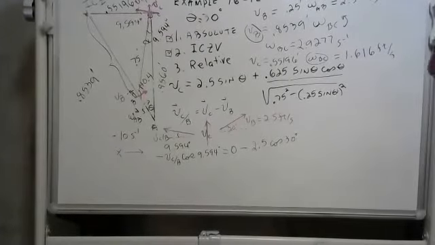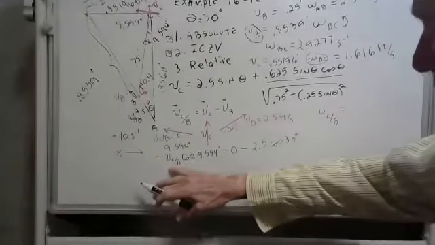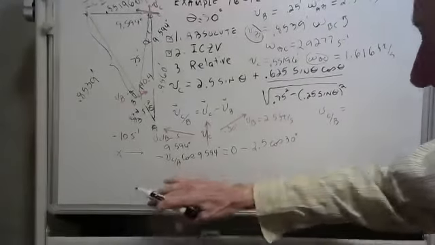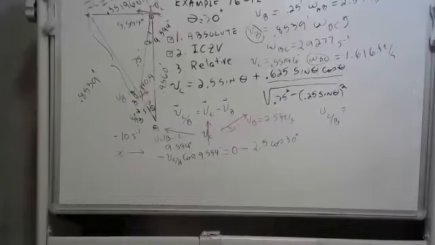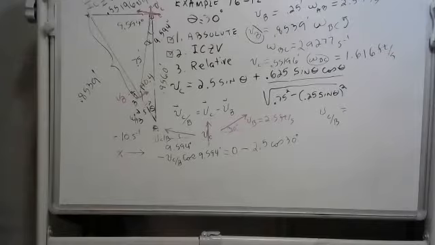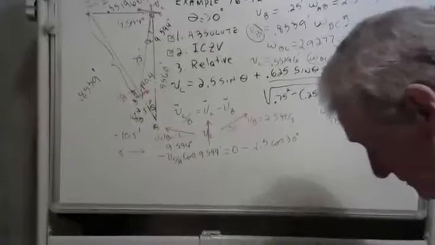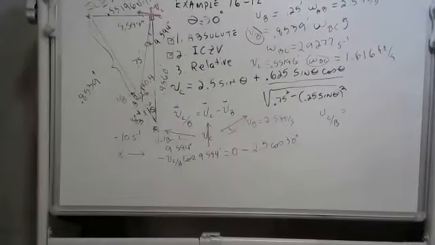Okay, if you understand, now we're going to find what this velocity of C relative to B is. You all have calculators. There's only one unknown in this equation. Get your calculators out and solve for the velocity of C relative to B. Go ahead, I'll wait.